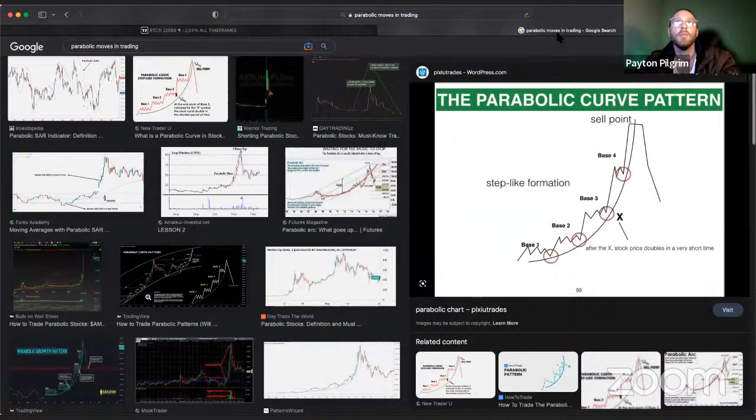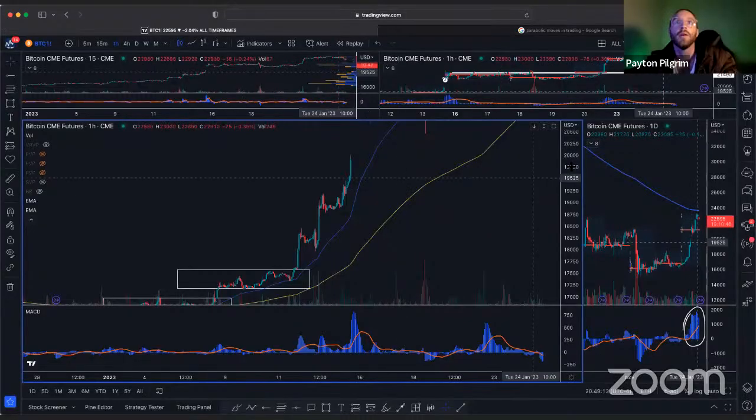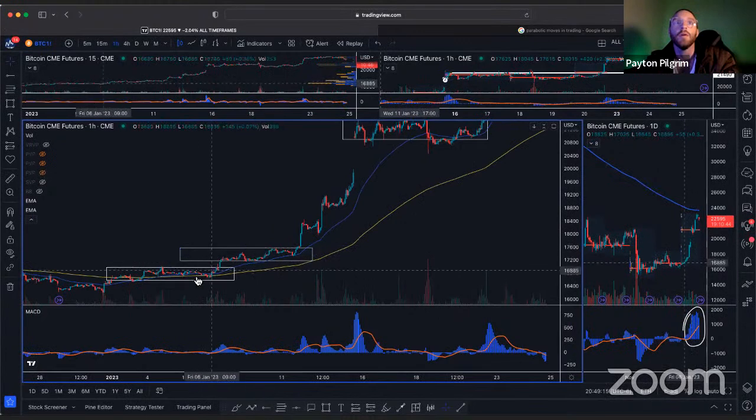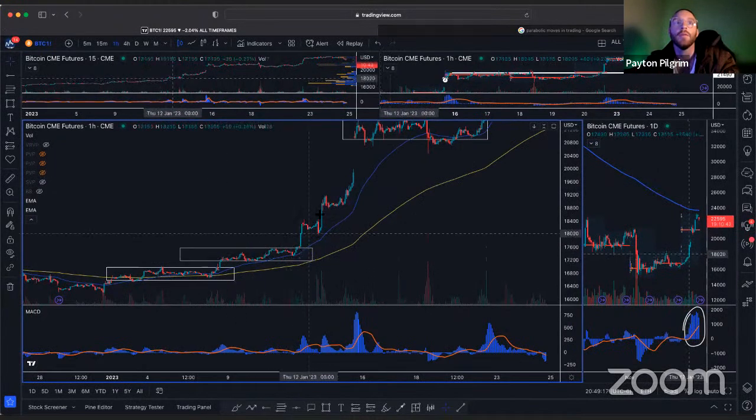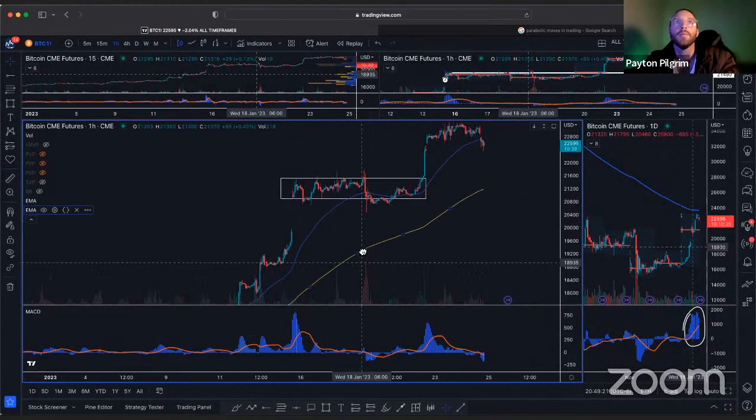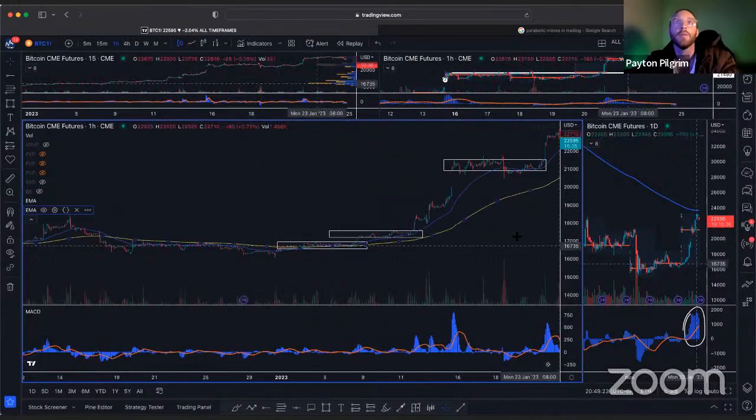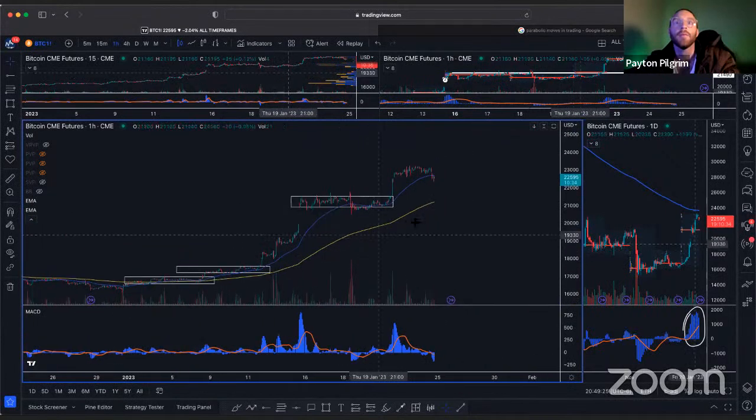Boom. And you see how much bigger we got. Base 1 and base 2 don't produce that big of a move. After base 3, there's a big move. Base 1 doesn't produce much. Base 2 doesn't produce much. After base 3, there's a big move. I don't know. It's not picture perfect, but it's definitely something to look for.